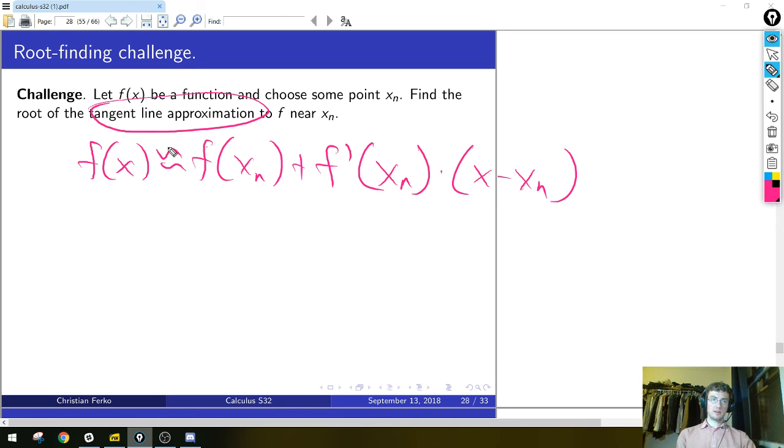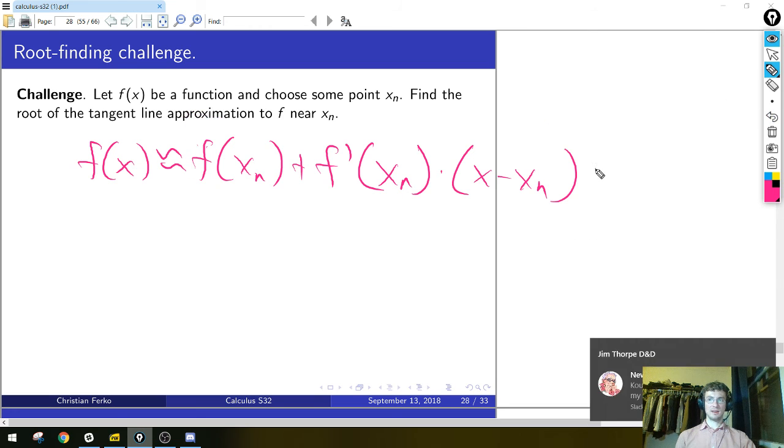All right. So that's the approximation. We want to find the root. So what do I do to find the root of this expression on the right side? Can we move the f of x to the right side? Well, we're trying to find the root of this expression, right? Set it equal to 0. Yeah, good.